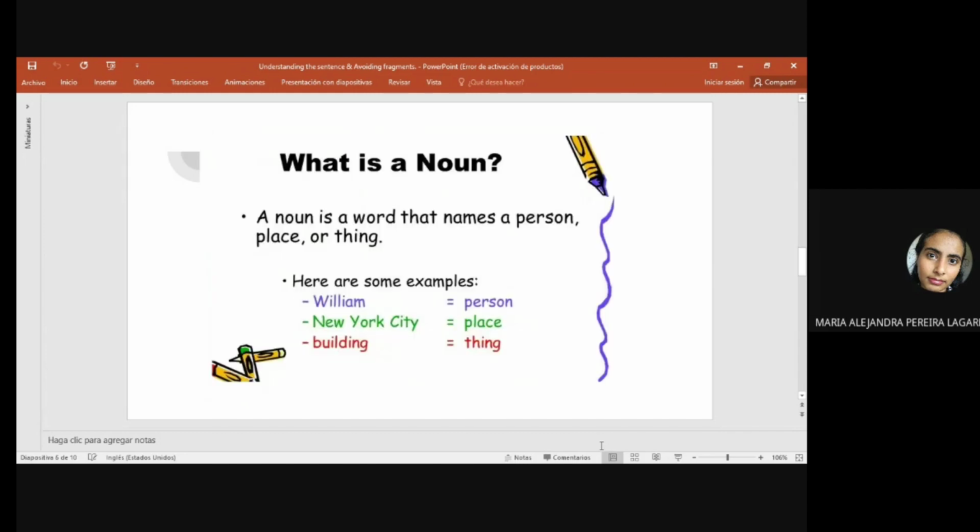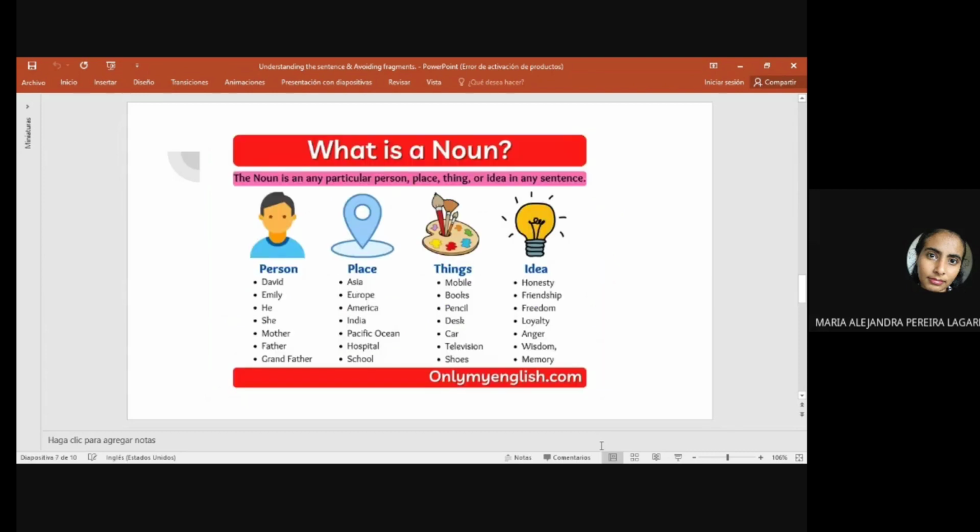And according to what Laura said, a noun is a word that names a person, place, or thing. For example, William means a person, New York City means a place, building means a thing. And we can find other nouns as ideas: honesty, friendship, freedom, loyalty, anger, wisdom, and memory.